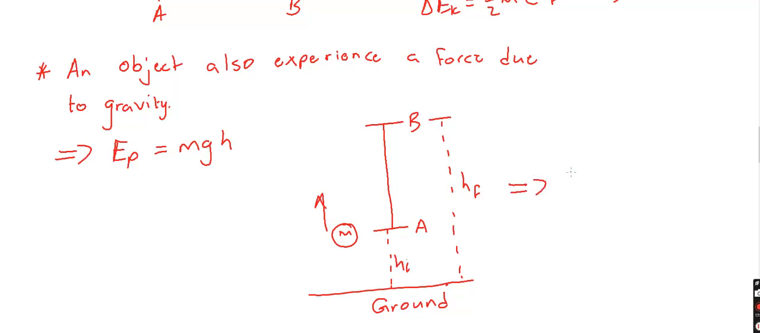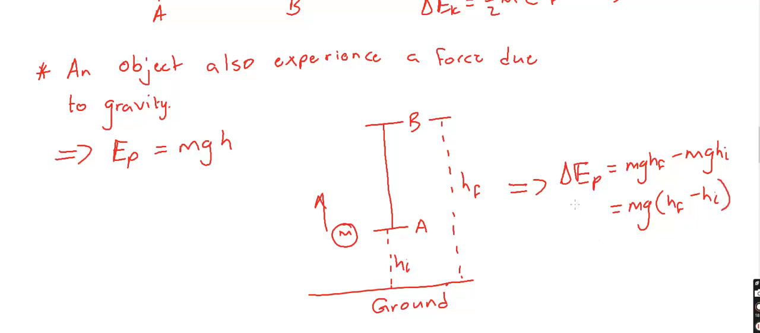Then this implies that we've got the change in gravitational potential energy, and that is mg h final minus mg h initial. We can factor out m and g, they are constants: mg (h final minus h initial). Keep these in mind as well. There are no squares here, so please do not apply squares.